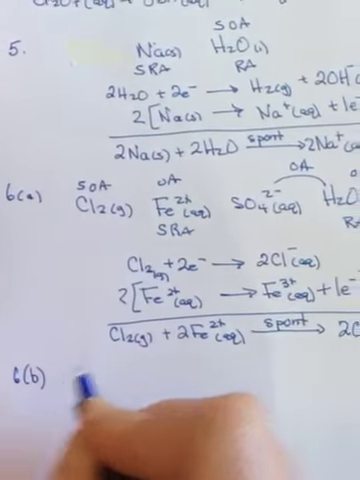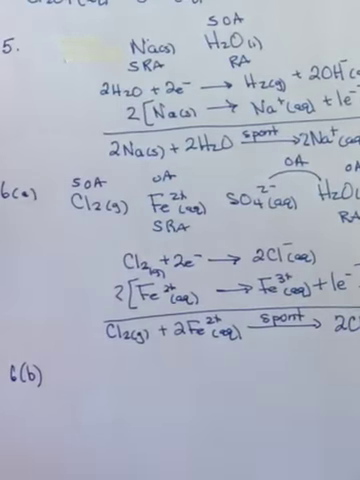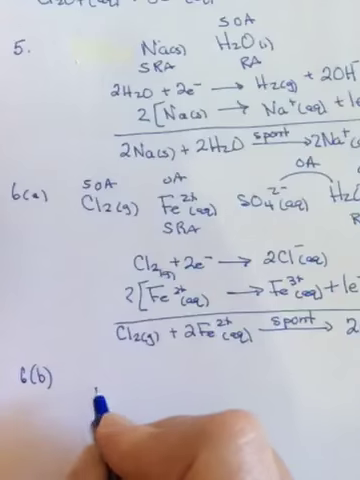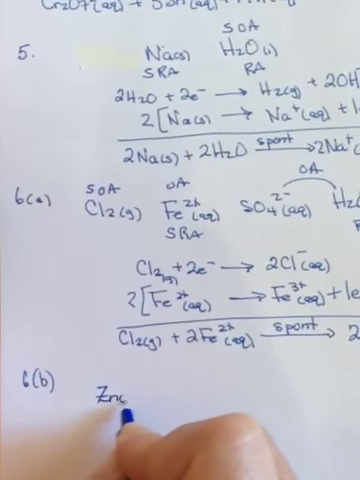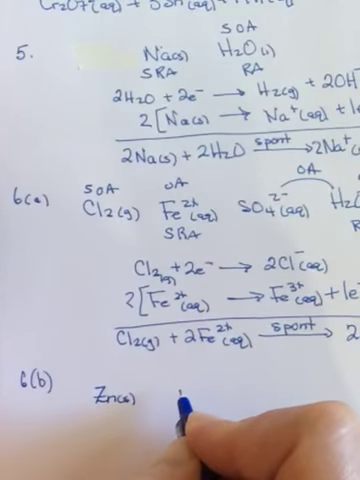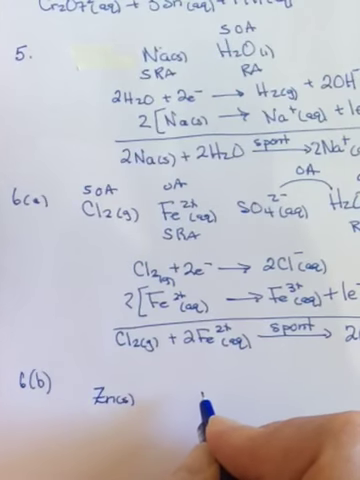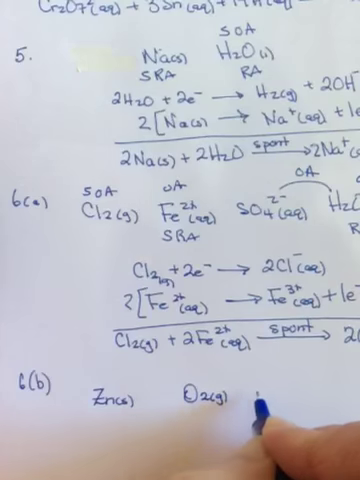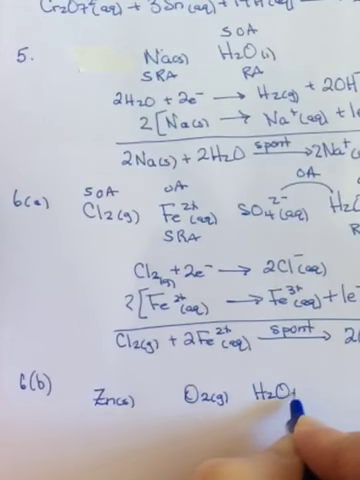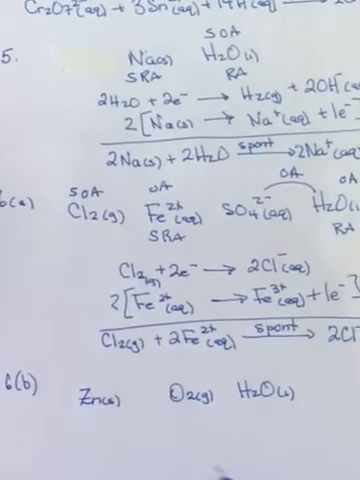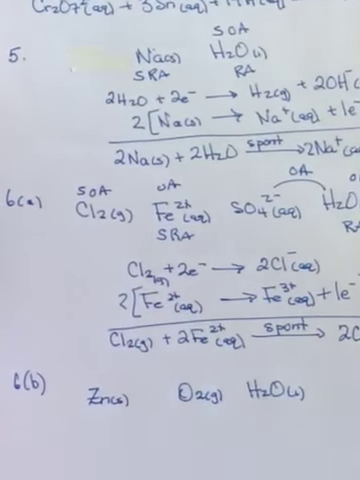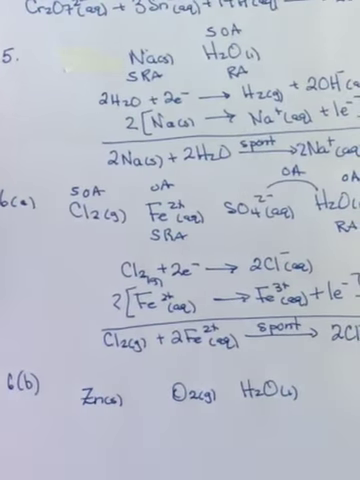6B says a zinc coating on a drain pipe. So it's going to be zinc solid on a drain pipe exposed to air and water. So air again will be the O2 gas and water will be water, and we're assuming it's clean water. When you look on the periodic table, we're going to run out of time. Okay, we'll come back.